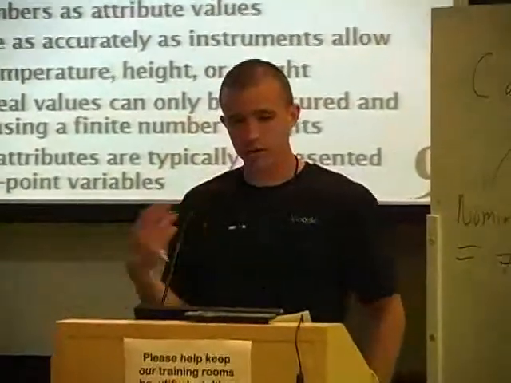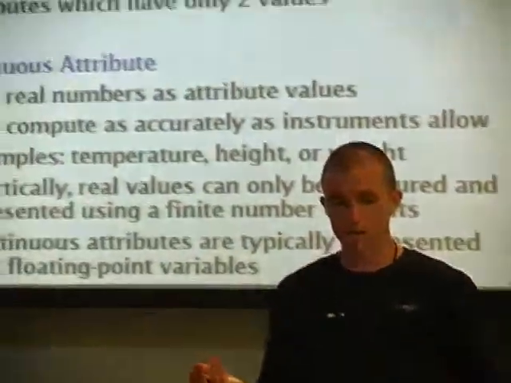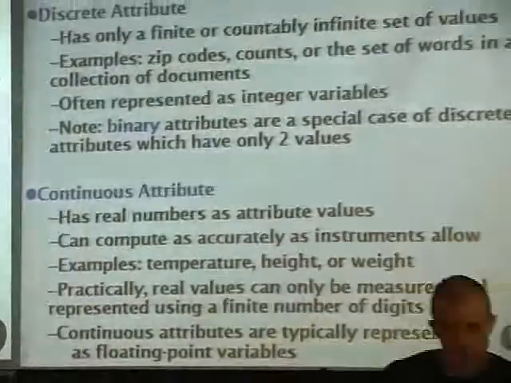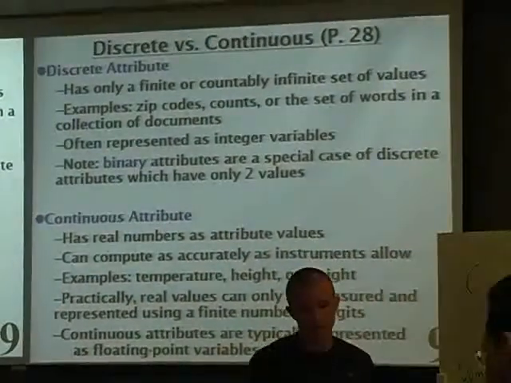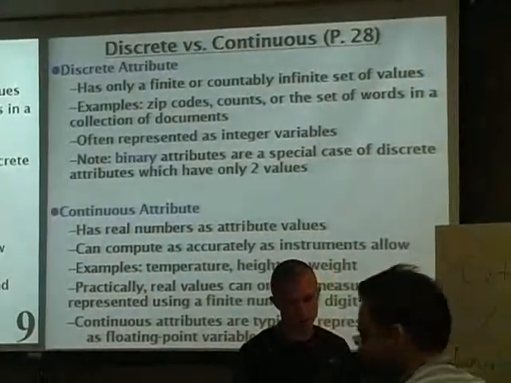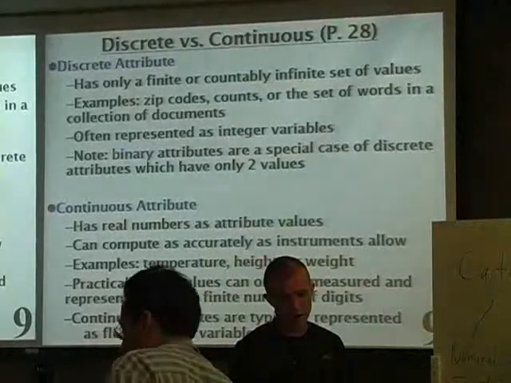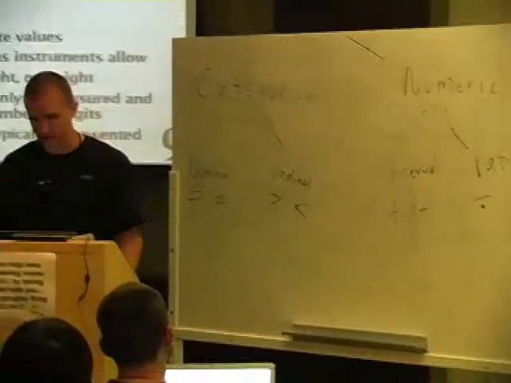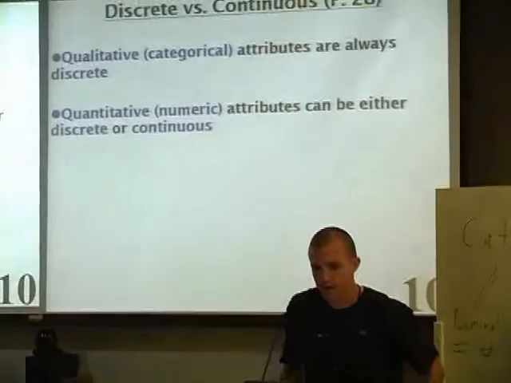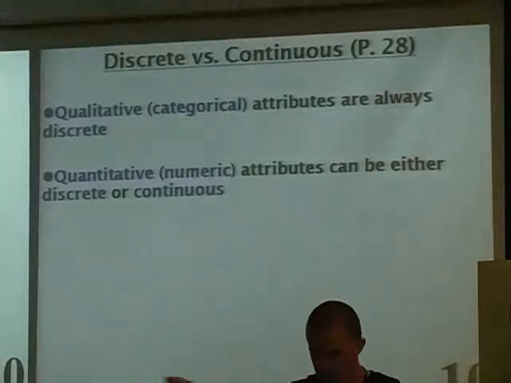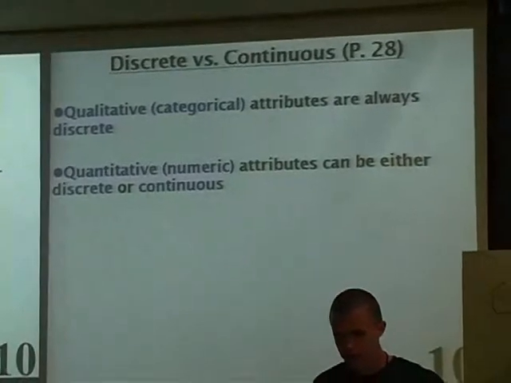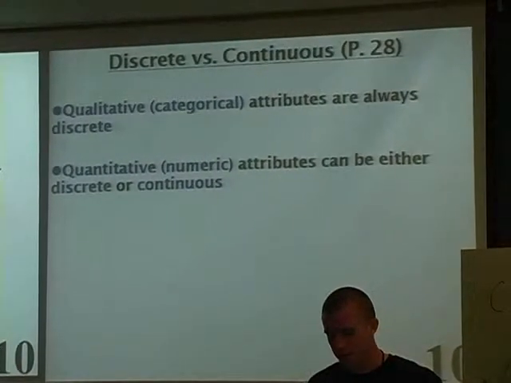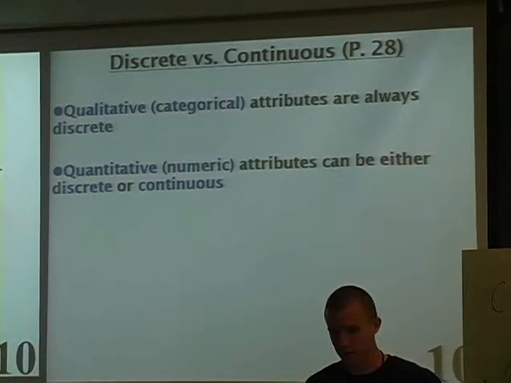And then the final thing we talked about is discrete versus continuous. The truth of the matter is that everything that's categorical is automatically discrete, whereas numeric can be either discrete or continuous. I wrote that down last time. If it's categorical, it's always going to be discrete because they're distinct categories, whereas if it's quantitative, it can be either discrete or continuous depending on the situation.